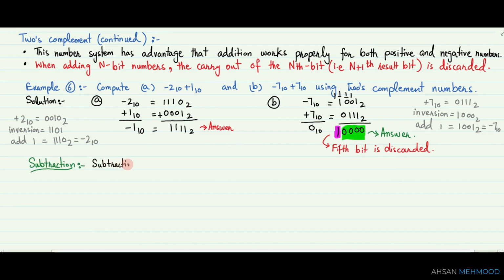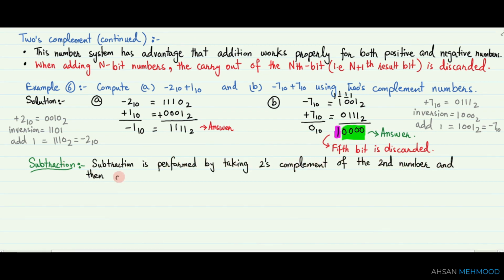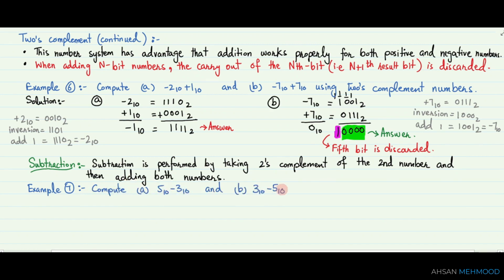In 2's complement binary number system, subtraction is performed by taking the 2's complement of the second number and then adding both numbers. So in example 7, we will learn how to subtract 2's complement numbers. In part A, we will subtract 3 base 10 from 5 base 10, and in part B, we will subtract 5 base 10 from 3 base 10 using 4-bit 2's complement numbers.